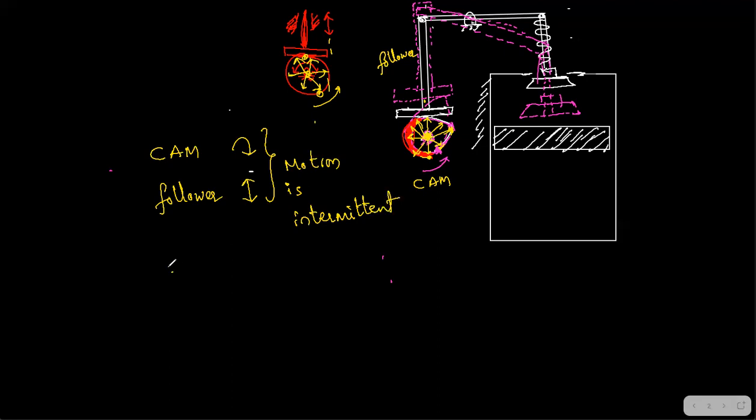But when you look at gears, for example, I know that we have not started gears, but I think everyone has come across what gears are, right? So this is one gear, this is another gear. Can you have intermittent motion in gears? In gears, we will have continuous motion transmission, right? So intermittent motion here is not possible.